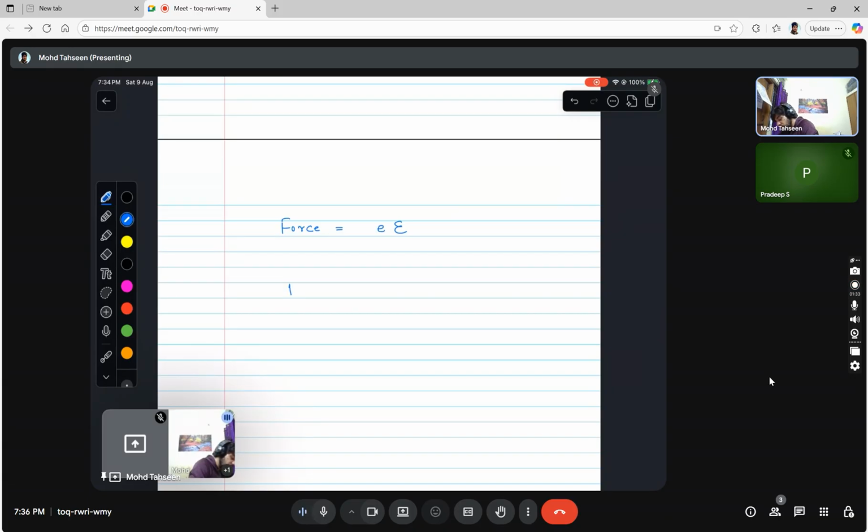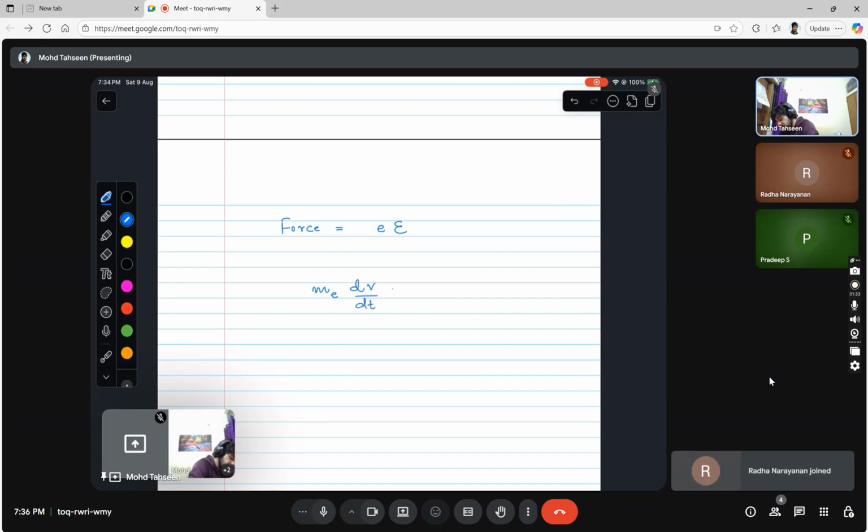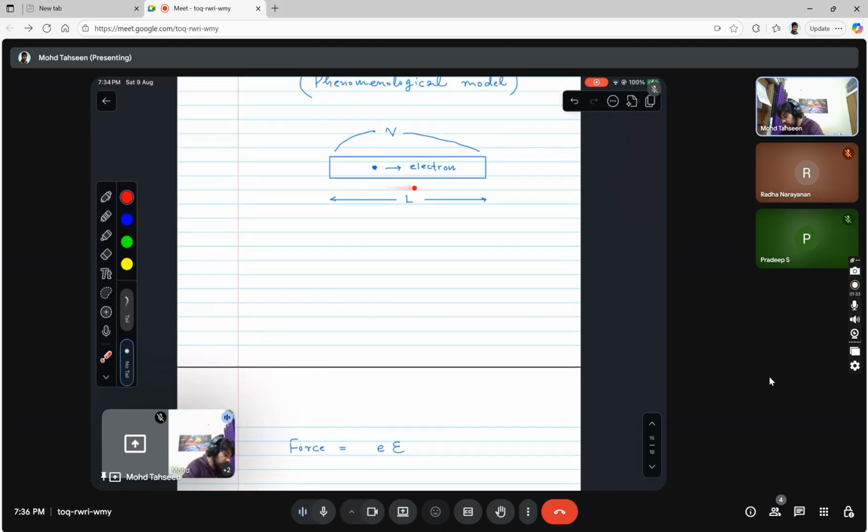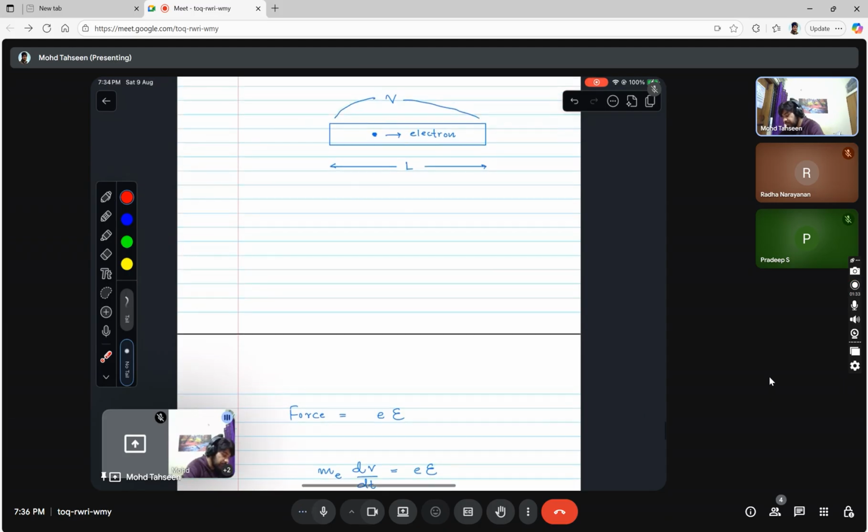Now I again know that this force will be equal to mass times change of velocity, dv by dt. So what we are doing, let me just repeat quickly, is taking a conductor of length L, applying a potential difference across it, and let's say there's one electron present inside this conductor. The force experienced by that electron would be charge times the field, right?